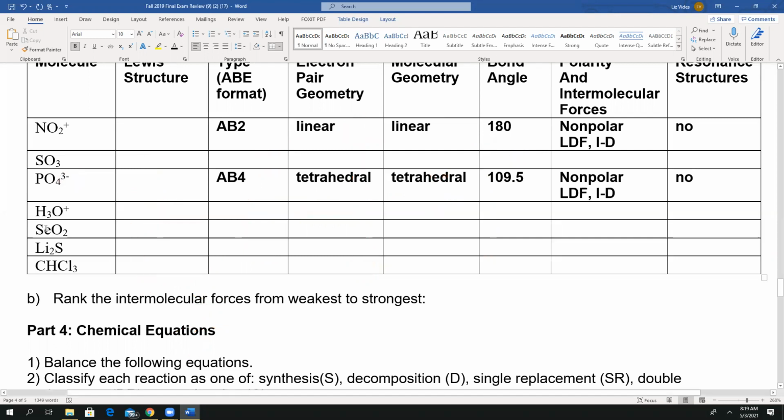We have the next one, which is SeO2. Okay, selenium. I think it's in group... Selenium's in group 6. Group 6. Okay, so we start the tally with that one. Group 6. So we got 1.